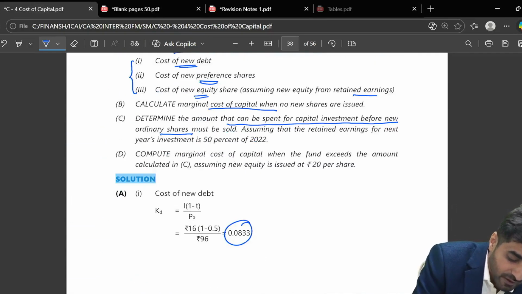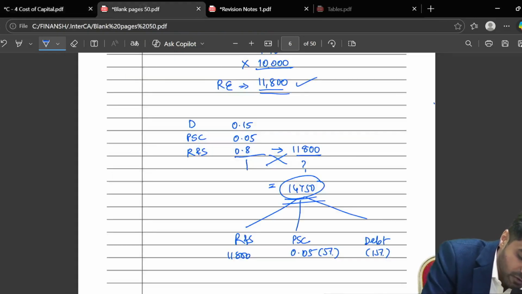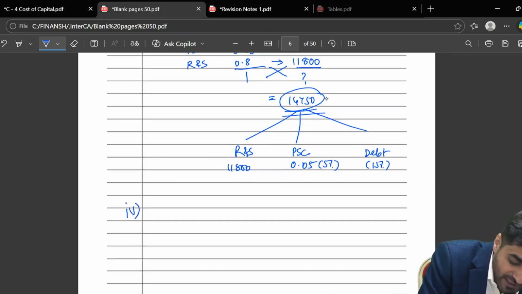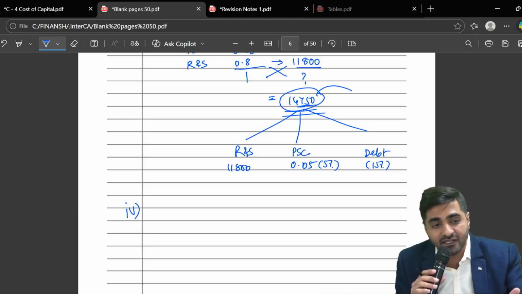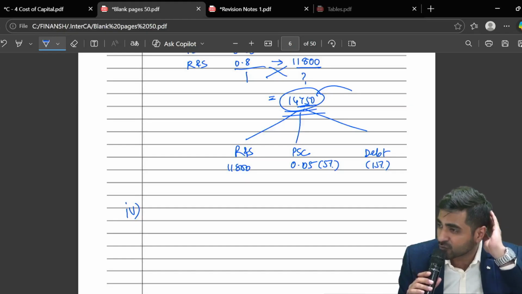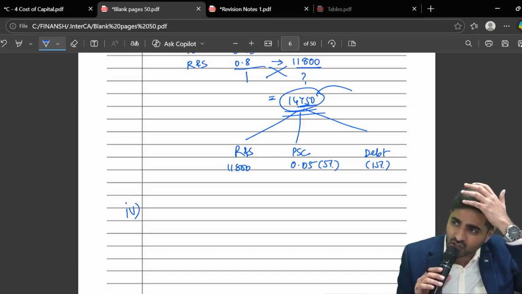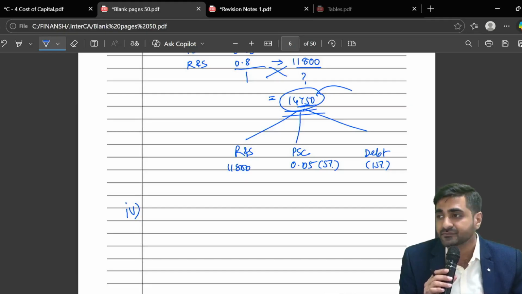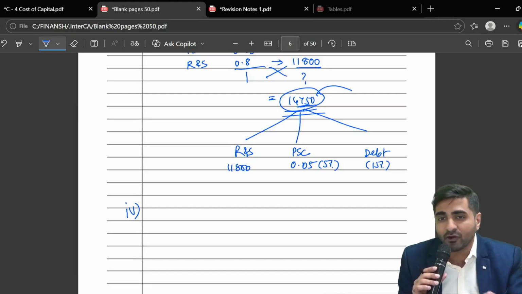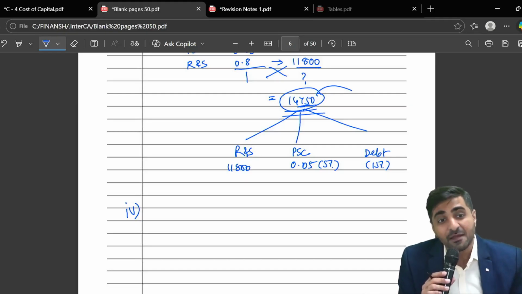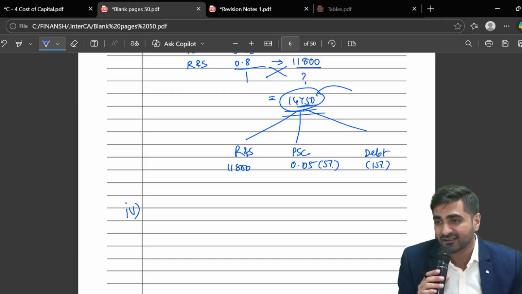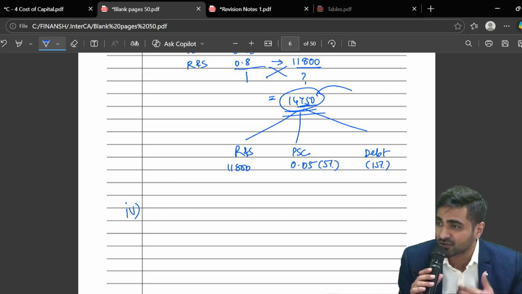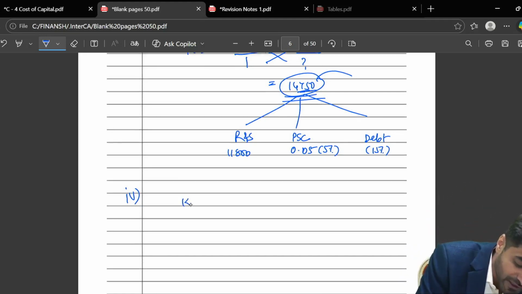And then after that, what's the last part? They have told you, compute the marginal cost of capital when the funds exceed the amount calculated in C, assuming new shares are rupees 20. So now if I want to raise any new funds which is more than 14,750, then can I say compulsorily I have to issue equity shares? Yes, sir. Because now 14,750 I can use reserves and surplus. But if I want to raise 20,000 rupees, is there any reserves and surplus with me? No. So I have to make a fresh issue of equity shares.